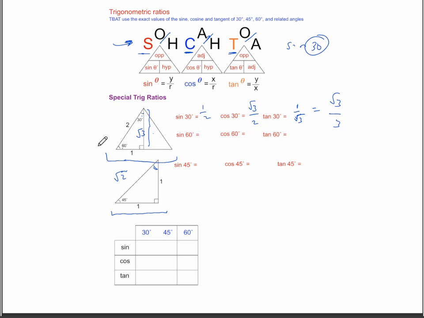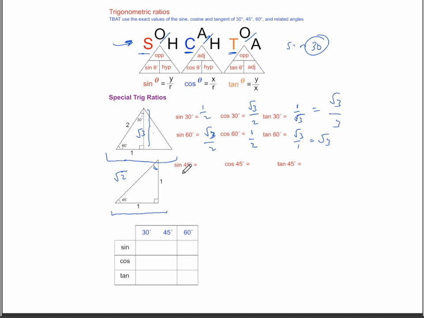Then you look at sine 60, the same thing, opposite over hypotenuse, so root 3 over 2. Cos 60 is adjacent over hypotenuse, so 1 over 2. And tan 60 is going to be opposite over adjacent, so root 3 over 1, which is just root 3.